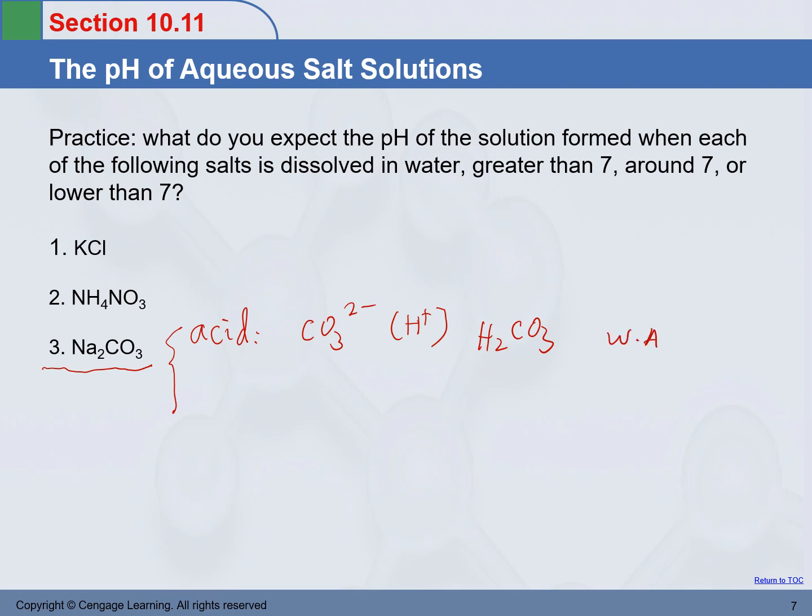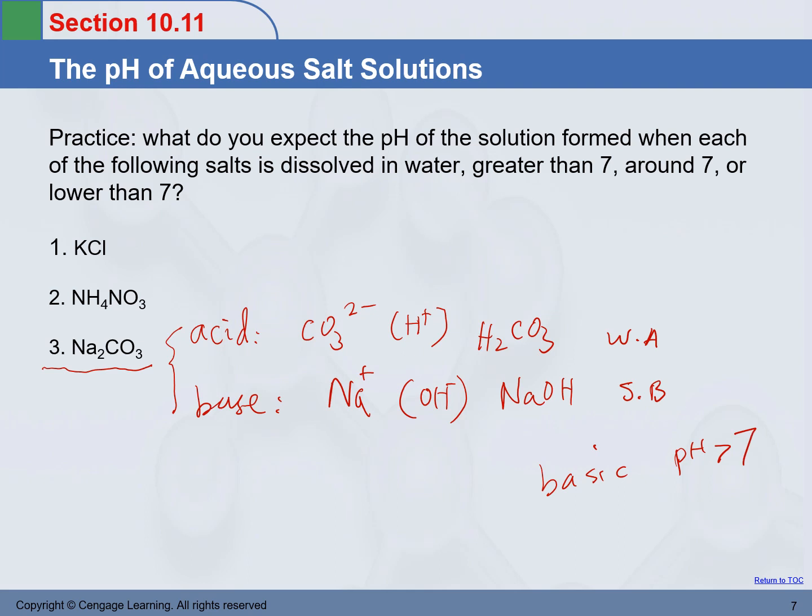Weak acid. To get the base, you take the positive ion, you keep adding hydroxide to it till it is neutral, and NaOH is a strong base. A salt from a weak acid strong base in solution will be basic. The pH will be greater than 7. That's the answer for this one, for number 3.